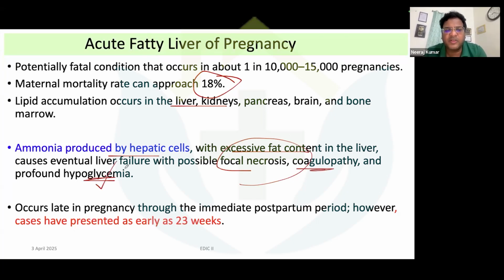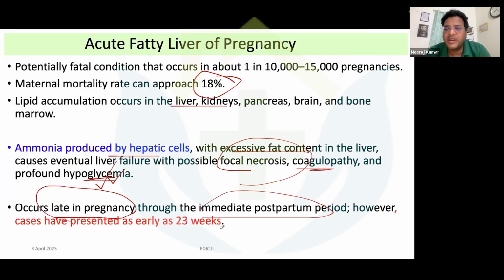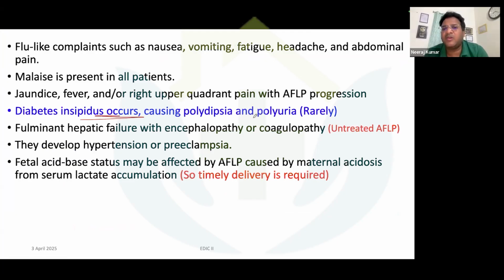So these patients present with profound hypoglycemia many of the times, and it always occurs late in the pregnancy, or immediate postpartum. So around 23 weeks, immediate postpartum, late pregnancy, malaise, jaundice. Diabetes insipidus may occur, causing polydipsia and polyuria, but this is a rare association. Untreated AFLP may have FHF, pulmonary hepatic failure, and they may develop hypertension, preeclampsia, and then fetal acid-base status may be affected because of the maternal acidosis.